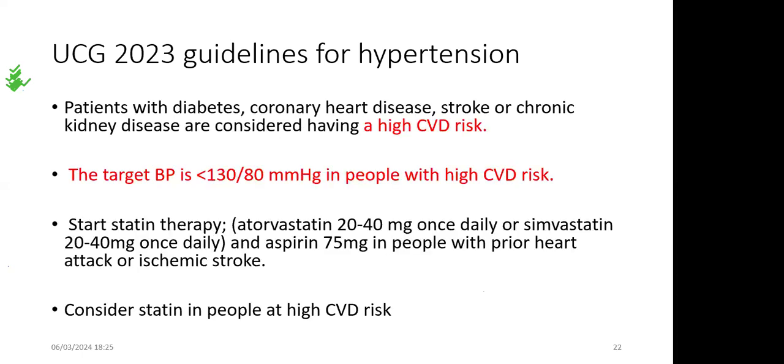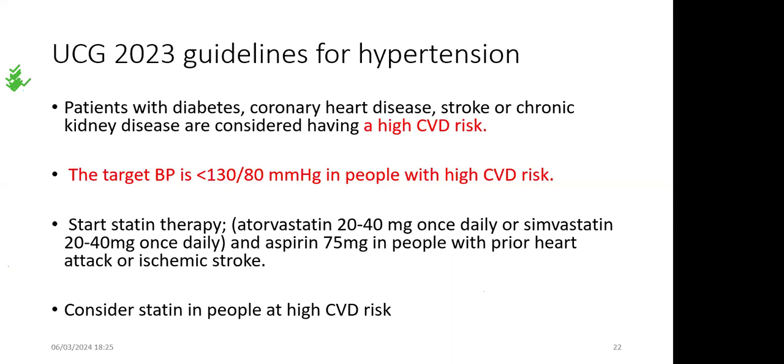So, in summary, patients with diabetes, coronary heart disease, stroke, or chronic kidney disease, according to the UCG, are considered high cardiovascular risk patients. Okay, these are patients who have a high cardiovascular risk. In other words, they are at high risk of having cardiovascular accidents. Okay, they are at high risk of having a cardiovascular admission.